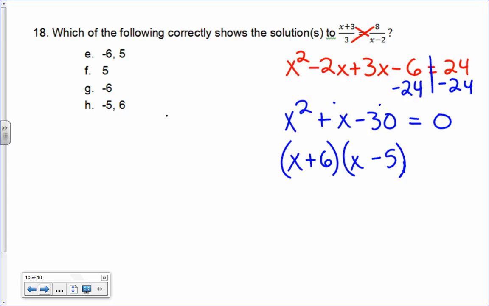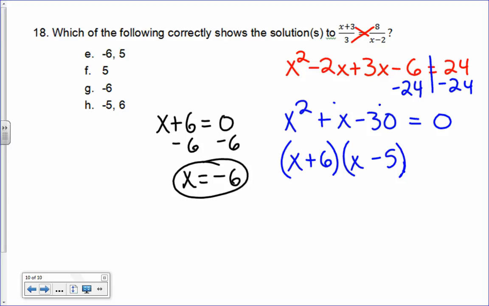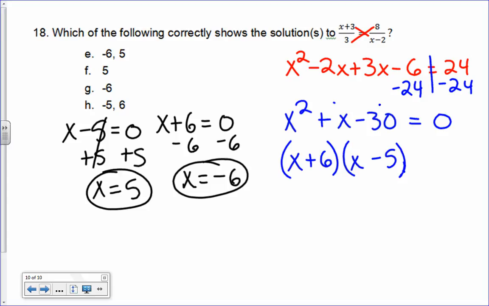Then I'm going to take each one, set it equal to 0, and solve. X plus 6 equals 0, minus 6, minus 6. One of my answers is negative 6. Take my x minus 5, set it equal to 0, add 5, x is 5. So the correct response here is E, negative 6 and 5.